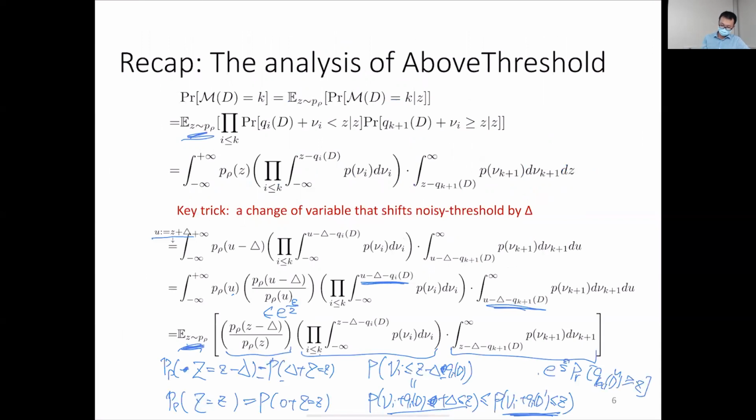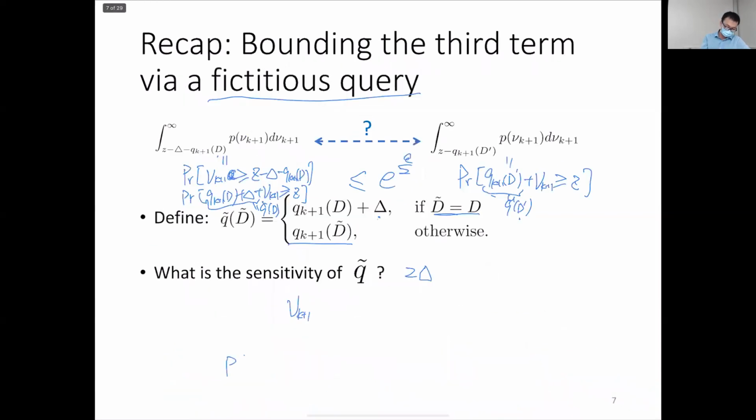If we collect this and that and the one in the middle, everything gets connected together, and that checks the same definition here, but with D replaced by D prime. So altogether, this gives us P of M(D) equal to k, for any k, is smaller than e to the power of epsilon times P of M(D prime) equal to k. Therefore, above threshold satisfies epsilon differential privacy.